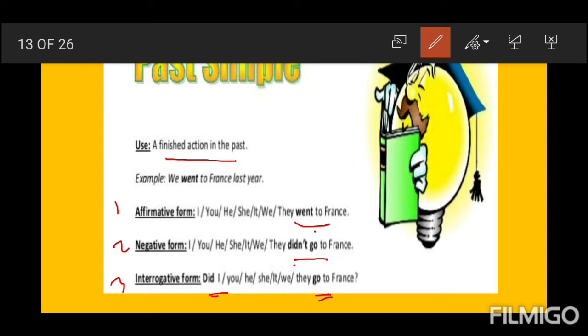In the negative, we have the helper or the auxiliary verb, did. We call it didn't in the negative, didn't go. And after didn't, we put the verb in the base form, without adding anything. So didn't go. And what about question? We use the auxiliary did, and we put the pronoun, and after that we put the verb.